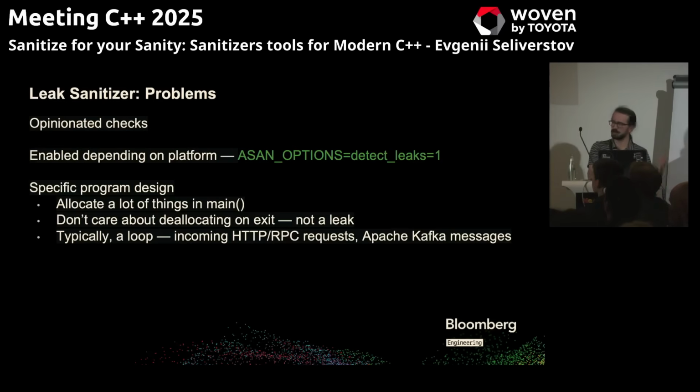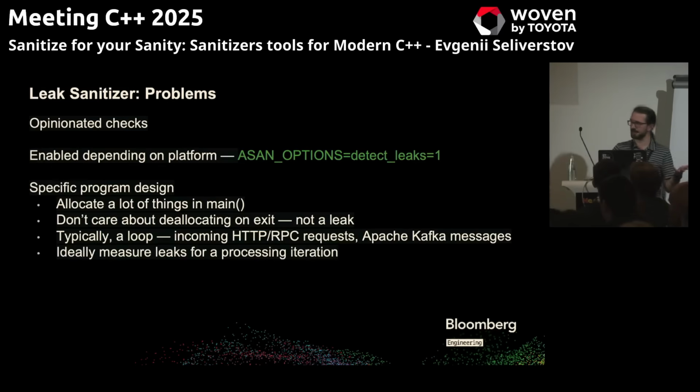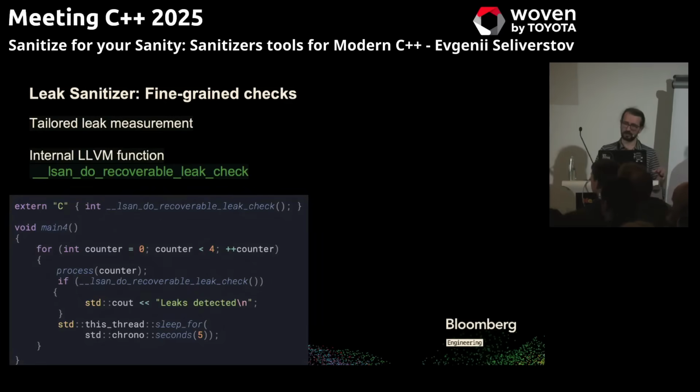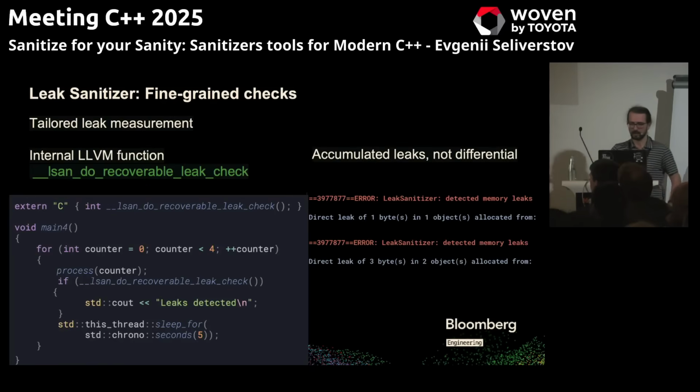So you have a handler of, I don't know, an event-based system or HTTP messages, and then you need to understand, okay, do I leak something during a processing iteration? So for fine-grained checks, you can hack into LLVM internals. Probably for GCC there should be a really similar one, and just call it in your processing loop. So it means you will have it reported not at the end of the program, but in the middle. Be aware that checks are accumulated, so it starts from the beginning of the program, but it's not differential. It accumulates all over the loops.